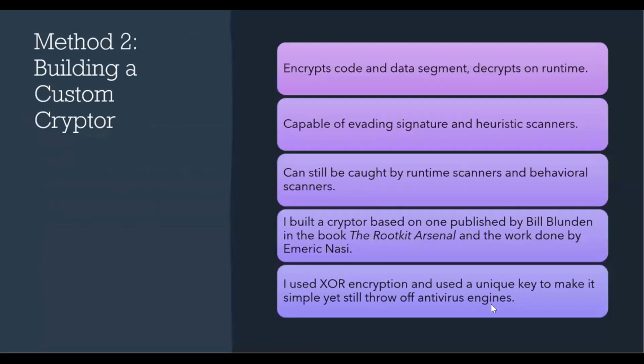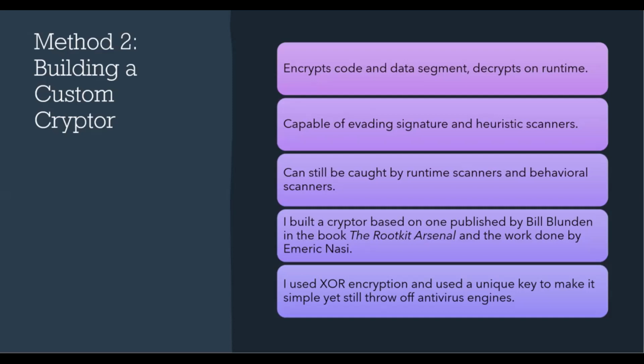So the second method that I used was building a custom crypter. Basically, there's a segment for code and a segment for data, and these are actually merged together in one segment. These segments are encrypted during runtime by a file. One file crypts another file, the code and data are merged together, and then they're encrypted, and then a stub is added to the program.